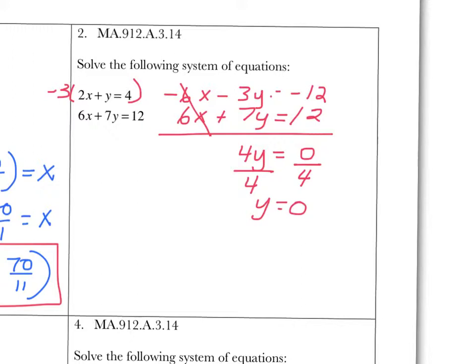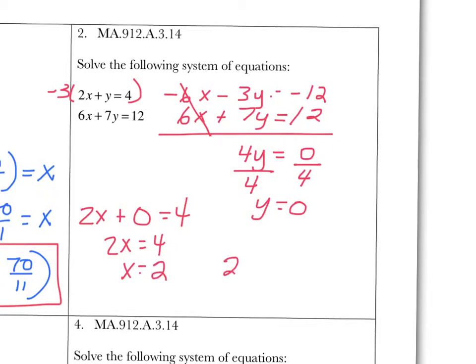Now I need to find x. So I can use the original equation. 2x plus 0 equals 4. I'm using the first equation, by the way. So 2x is equal to 4. Divide both sides by 2 and I get x equals 2.